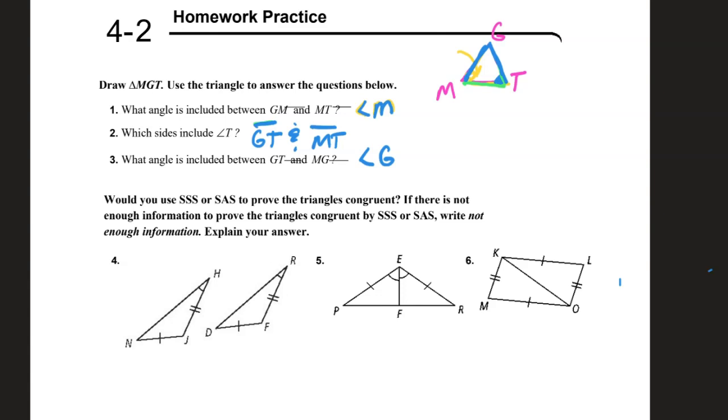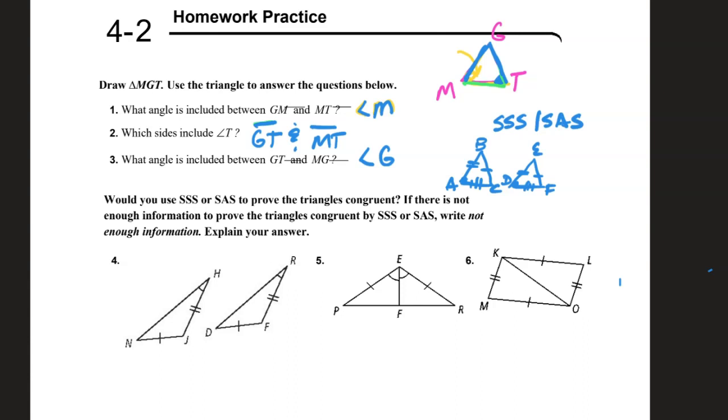Would you use side, side, side, or side, angle, side to prove the triangles congruent? Remember, if two triangles are congruent using side, side, side, then the corresponding sides are congruent. So in this case, these two triangles are congruent because of side, side, side. If we had an included angle, then this would also be proven using side, angle, side.